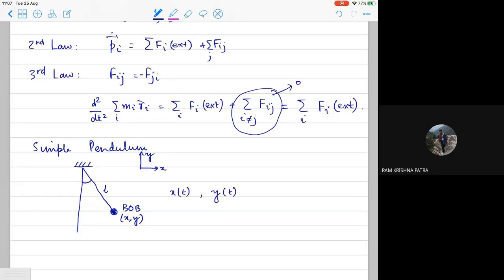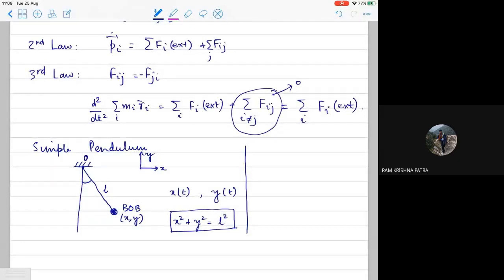is taut. That means it doesn't slack. So all throughout there was a constraint in the system. From a free particle point of view, it is telling us that the distance of this bob from the point of support or origin O, which was the 0, 0 of the coordinate system, the bob moves in a fashion such that this condition is always satisfied.